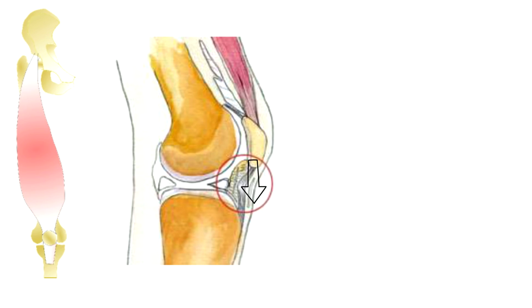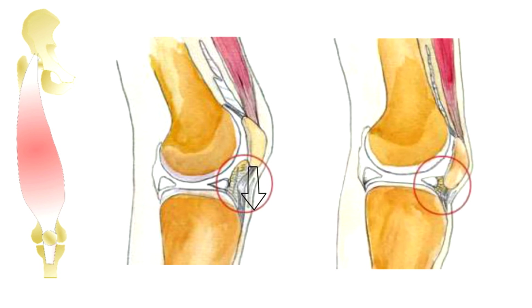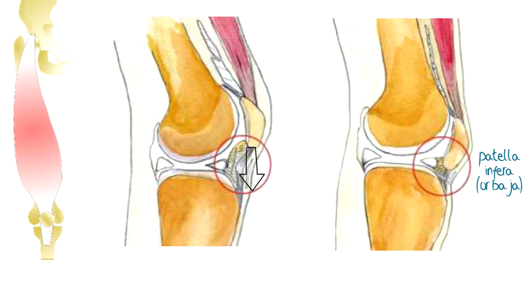A kneecap that is too low like this is called patella infera, and the dynamics of movement are greatly disturbed. The smooth joint cartilage under the patella is also damaged and sets off changes which can result in arthritis here. Every step is extremely painful and the knee can look deformed.